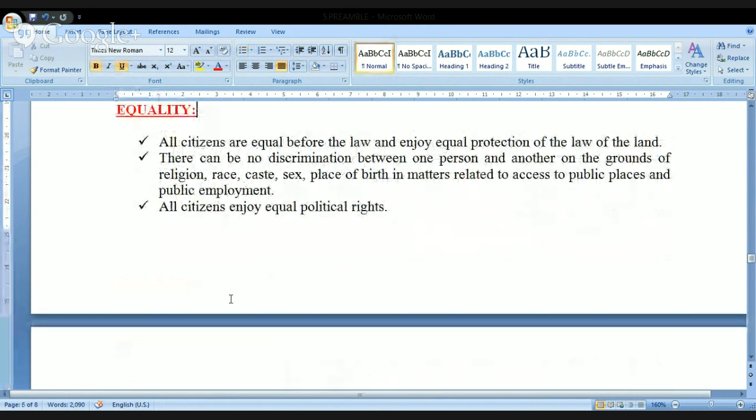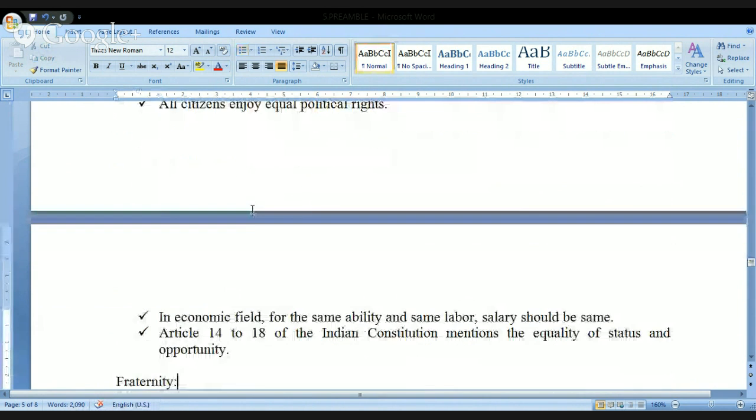Next one is equality. All the citizens are equal before the law and enjoy equal protection of the laws of the land. So this is one idea. When I'm talking about equality, there should be no discrimination between one person and another on the grounds of religion, race, caste, sex, or place of birth in matters related to access to public places and public employment, meaning everybody should be treated equally before the law. Hence, all the citizens will also enjoy equal political rights.